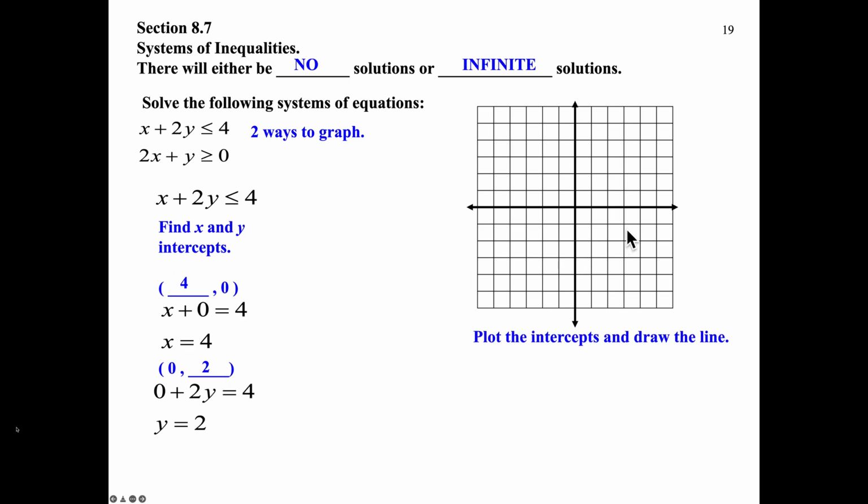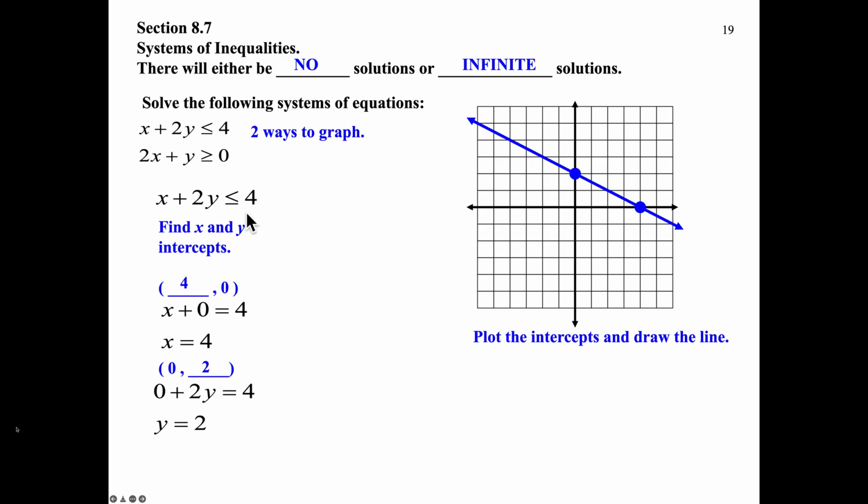Plot your two intercepts. 4 on the x-axis, 2 on the y-axis. Straight line. Use a straight edge. There's my line. Now, if you don't have a straight edge, you can find the slope from point to point. Down 2, right 4. Or reduce it to negative 1/2. Down 1, right 2. Or reverse it. Up 1, left 2.